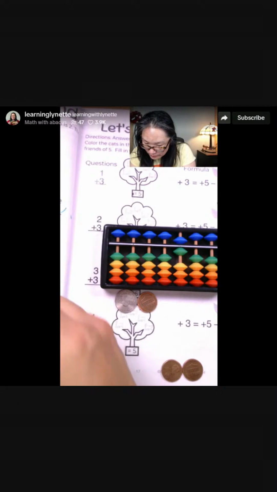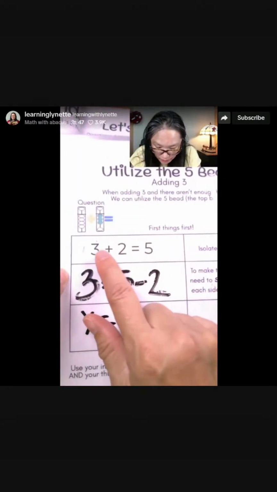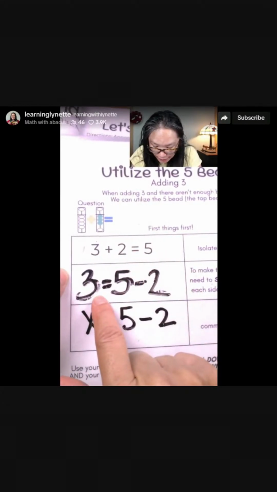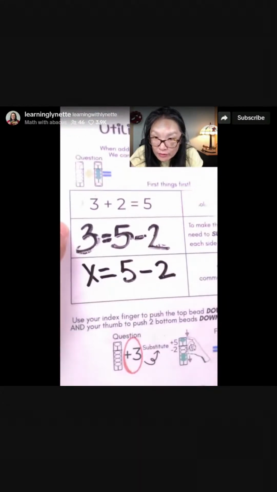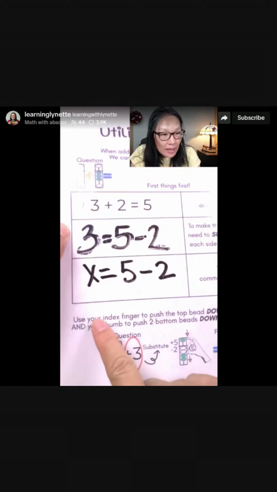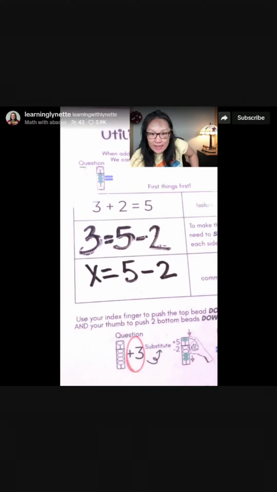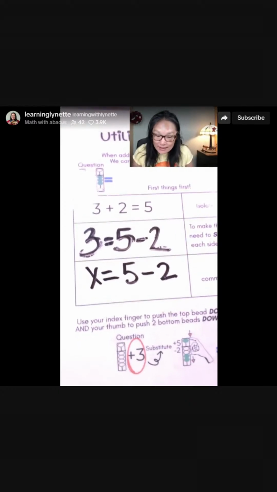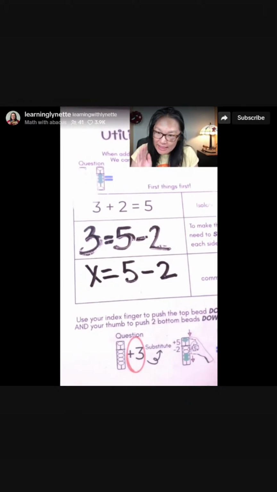So here is what we're doing. We have the 3 plus 2 is equal to 5. We isolated the variable, but it looks very familiar, right? This looks very familiar, like algebra. That's interesting. Algebra. What? Yes. Abacus is the beginning steps of algebra because we do isolation and then we do substitution.